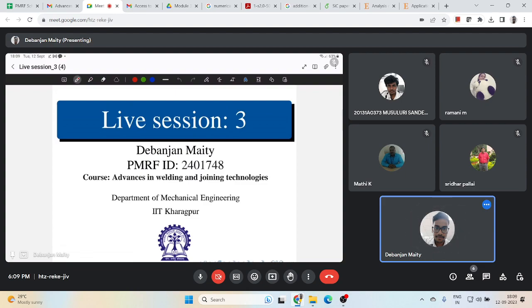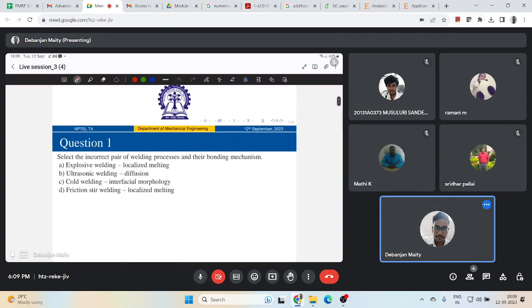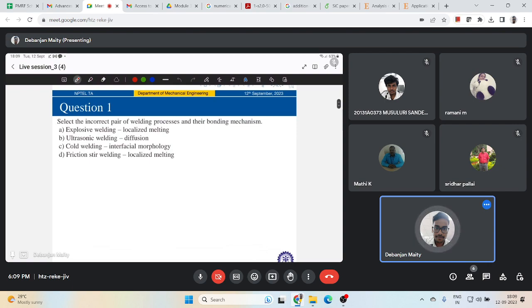So yeah, let us start. In question one, it says that we need to select some incorrect pair of welding process and their bonding mechanism.